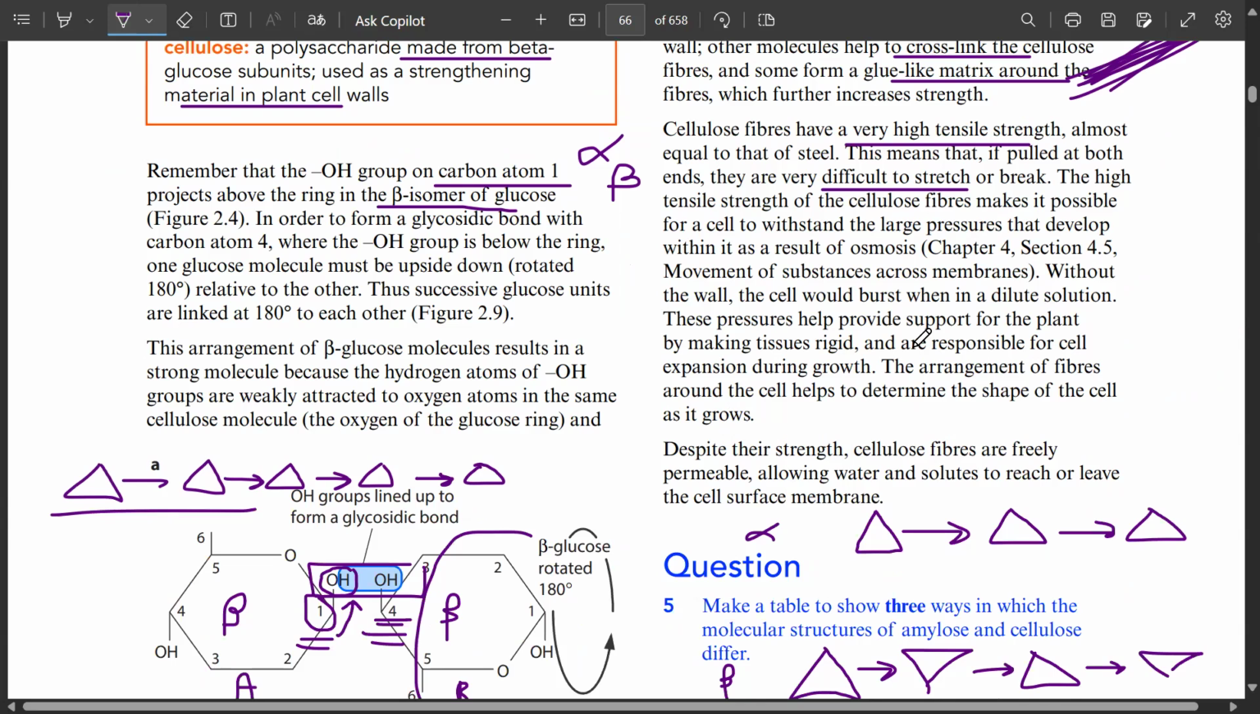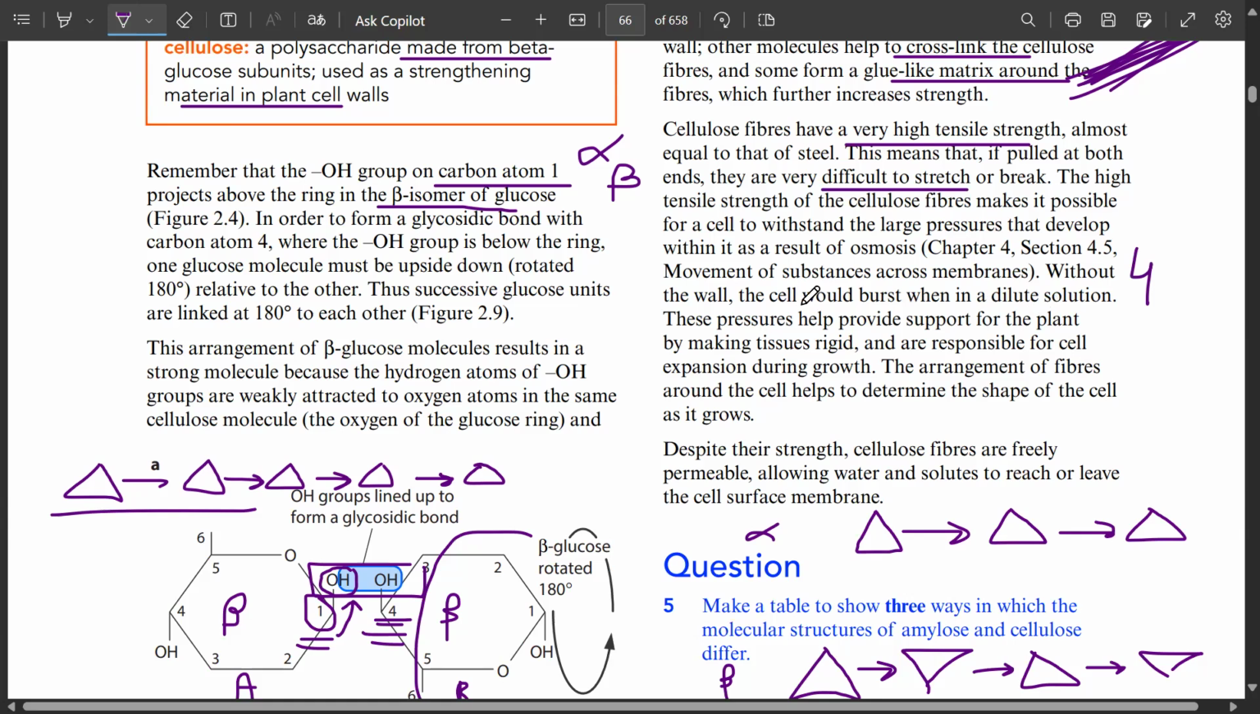Osmosis is the movement of substances across the membrane that we'll study in chapter number 4. Now, without the wall, what will happen if there is no cell wall? Can you tell me? Like if water enters, then the cell will burst. Exactly. With the wall, turgidity can be maintained. The cell becomes turgid. It won't when there is no wall.